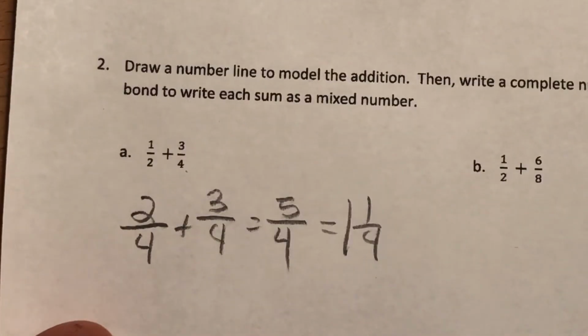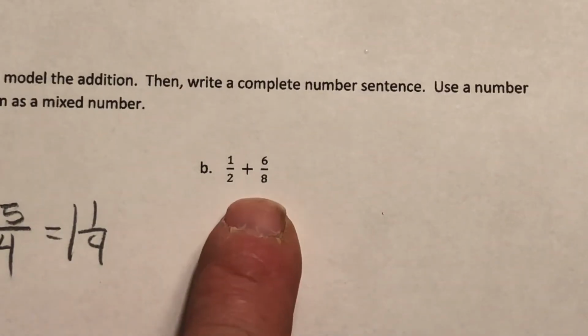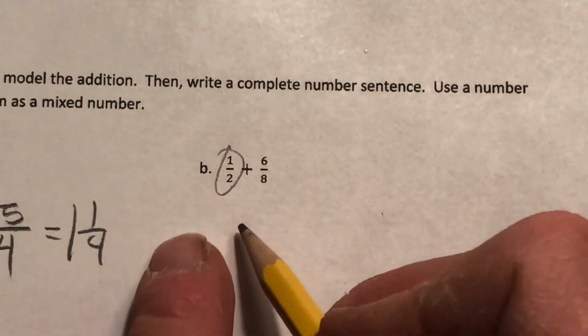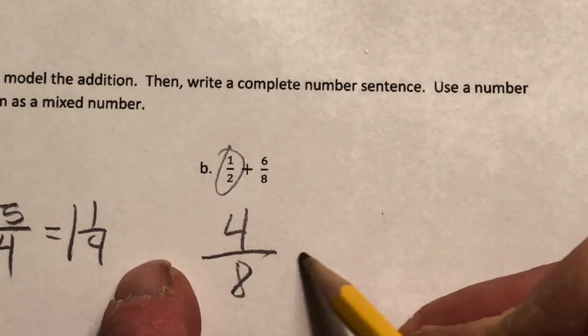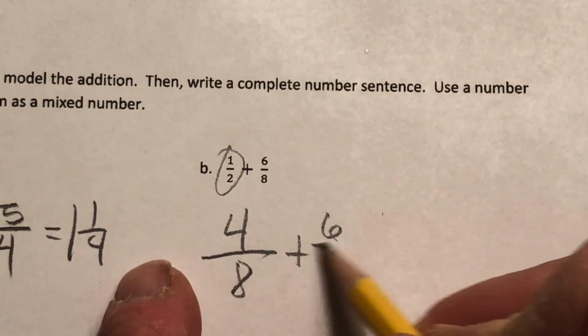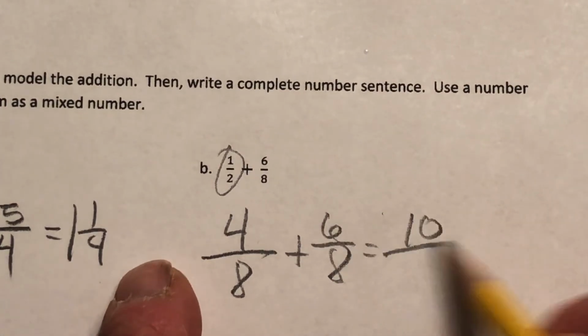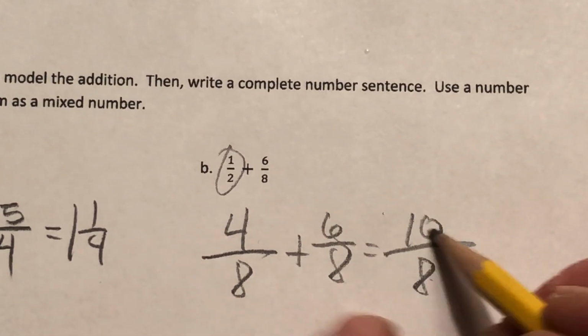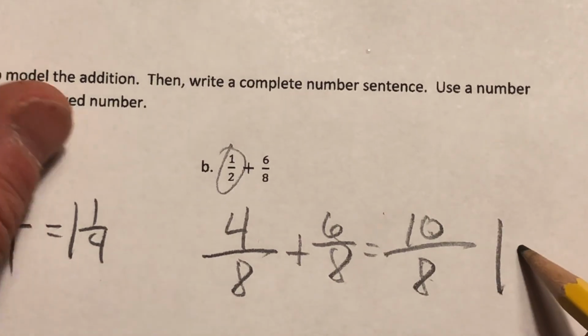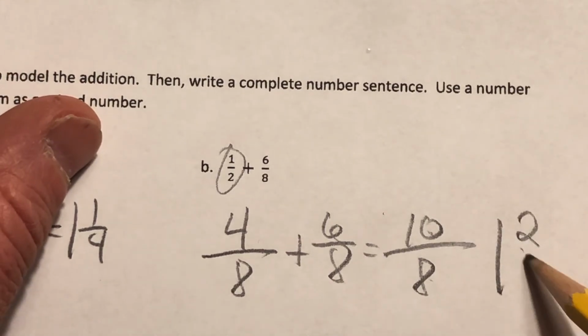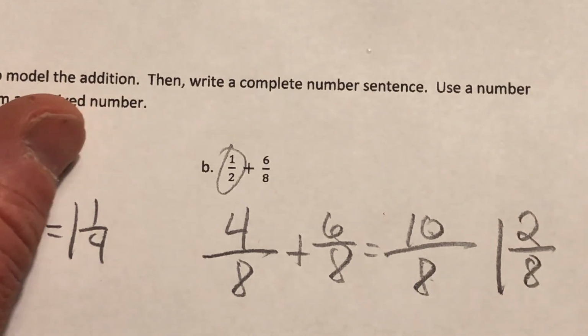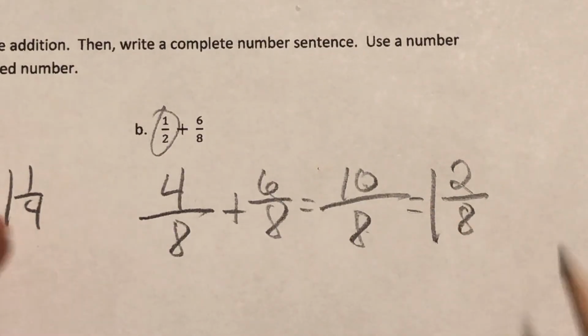Okay? And then finally, 1/2 and 6/8. Let's change this half into eighths. 4/8 is half, plus 6/8. That's equal to 10/8. 8 goes into 10 one time, and there'd be 2 left over, and there'd be 8 in the bottom there. 1 and 2/8.